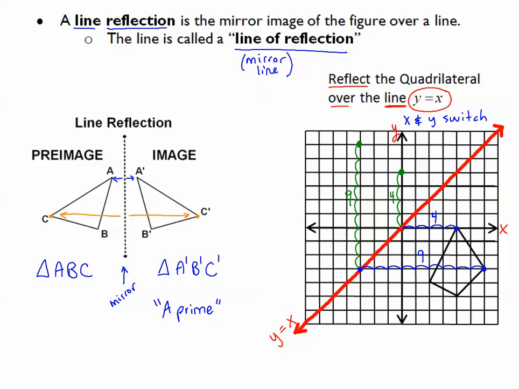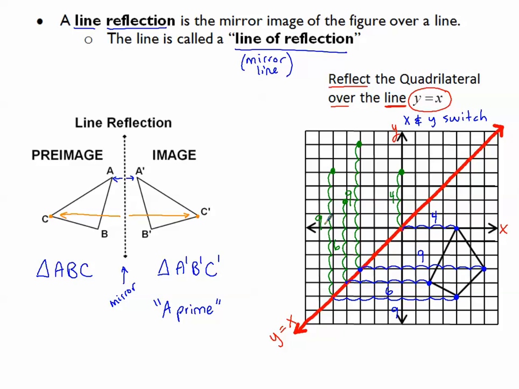Let's count the other 2 points. That looks like 6, so I'm going to count 6 in the y direction. 1, 2, 3, 4, 5, 6. And then finally, I'm going to count from this point. 1, 2, 3, 4, 5, 6, 7, 8, 9. Again, 9. And so from the place where I stopped, 1, 2, 3, 4, 5, 6, 7, 8, 9. And we'll land right there.